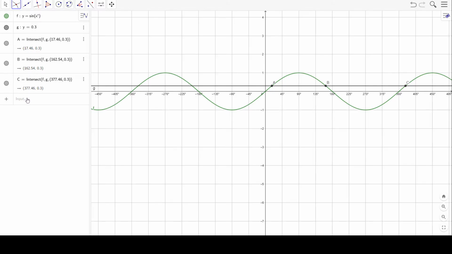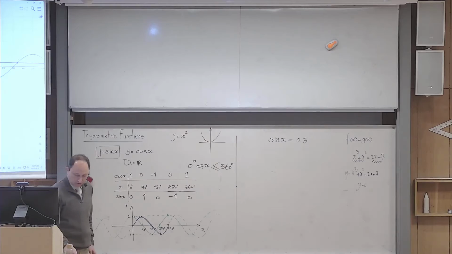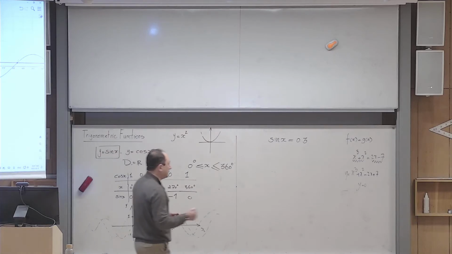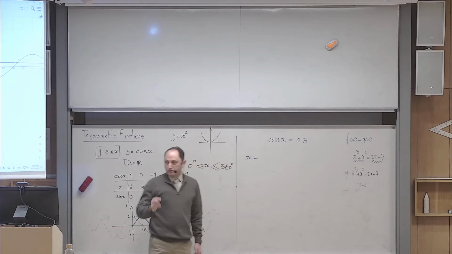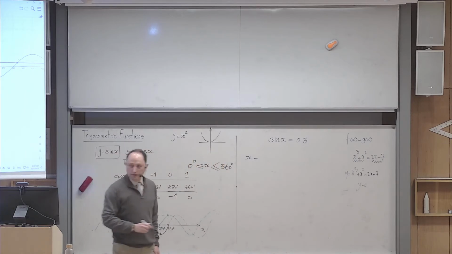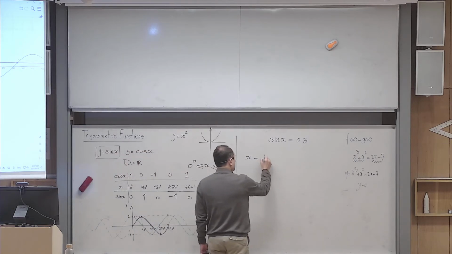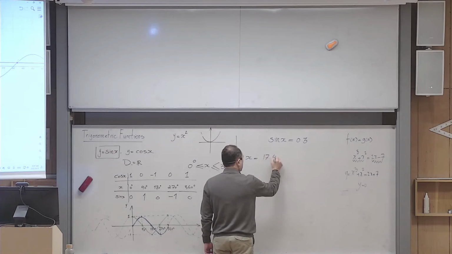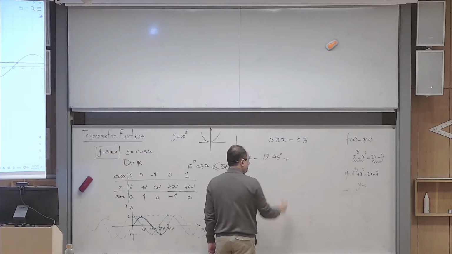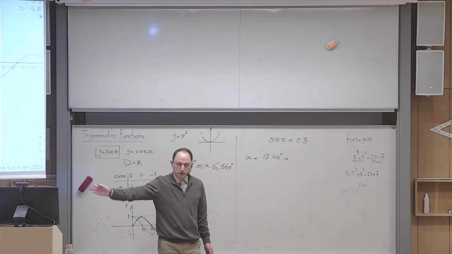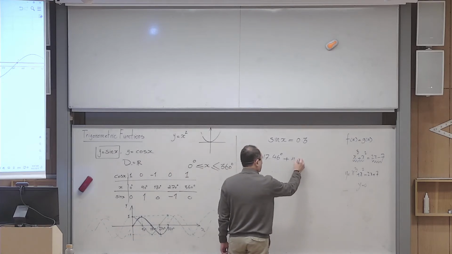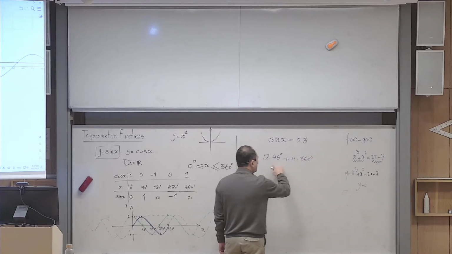Yes? So how should I actually write the answer? So I would say that x is equal to, what was the first number? The first number was 17.46. Plus, what should I write? N times 360 degrees. I hope that you agree with me.